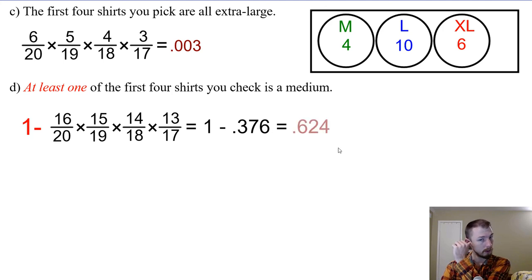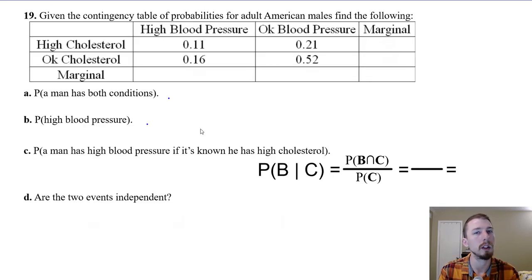So that's the probability that we don't get any at all. We have to subtract that from 1, which will leave us the actual complement, which will leave us with a 62.4% chance. So there's a 62.4% chance that you'll find at least one medium by the fourth one that you check.